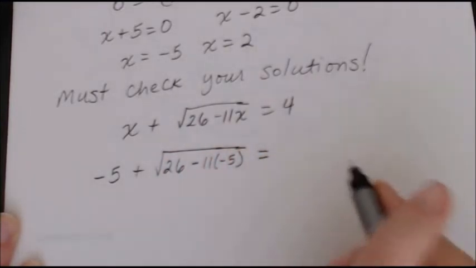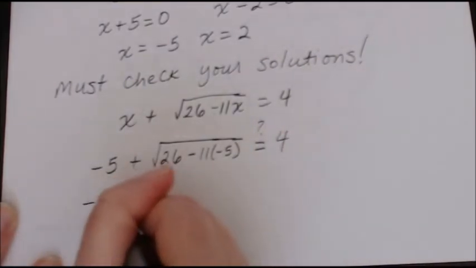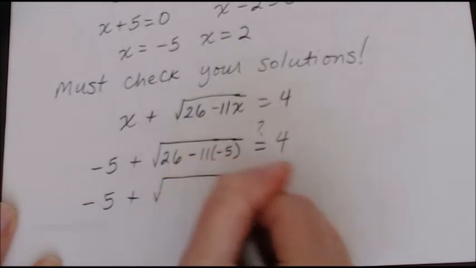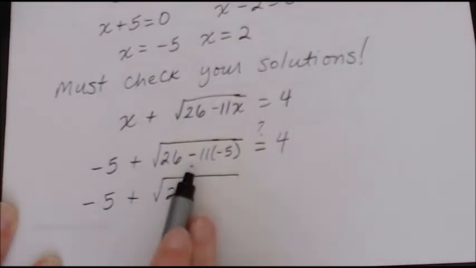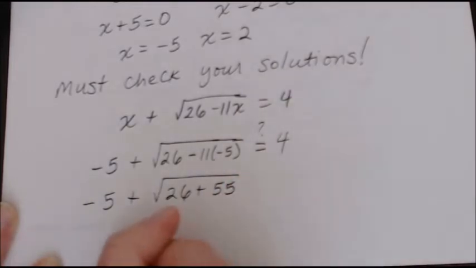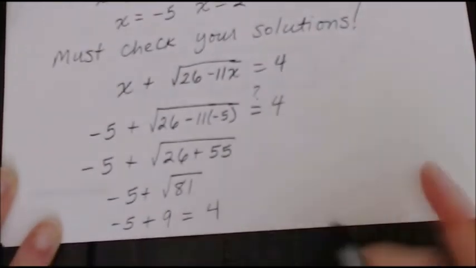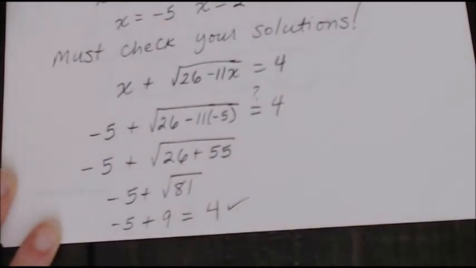And what we want to check to see is if that simplifies down to positive 4. So we have negative 5 plus the square root of 26. Negative times a negative is positive 55. So that's negative 5 plus the square root of, I believe that's 81, which is negative 5 plus 9, which does in fact equal 4. So the negative 5 checks out.